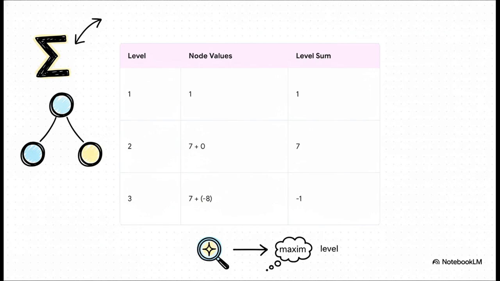So let's do the math here, level by level. Level 1 is easy, it's just the root, so the sum is 1. Then we go down to level 2. We've got a 7 and a 0. Add them up, and that's 7. And for level 3, we have a 7 and a -8, which gives us a sum of -1.